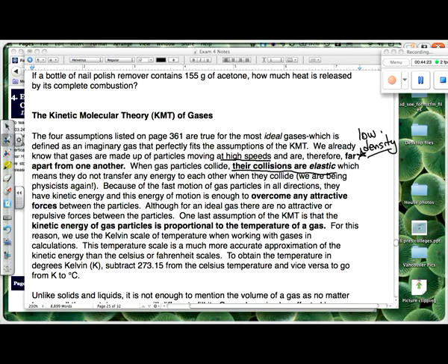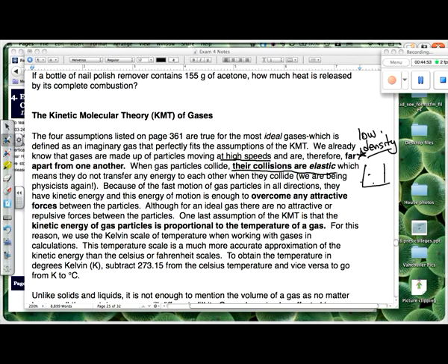That would also be true in the collision of a gas particle with the side of a container that it was confined to. Because of their fast motion and their elastic collisions, they are able to overcome any attractive forces between the particles. If they had highly attractive forces, then they wouldn't be gases.